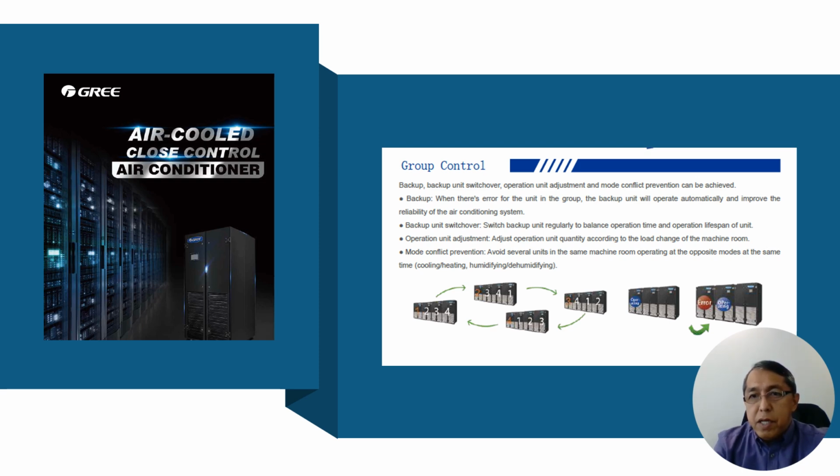For operation unit adjustment, adjust operation unit quantity according to the load change of the machine room. For mode conflict prevention, avoid several units in the same machine room operating at the opposite mode at the same time in terms of cooling, heating, humidifying, or dehumidifying.